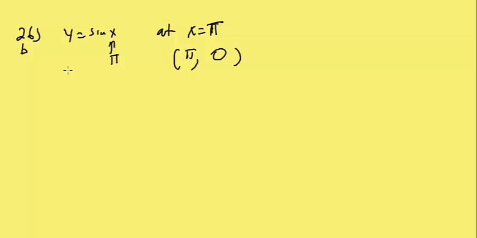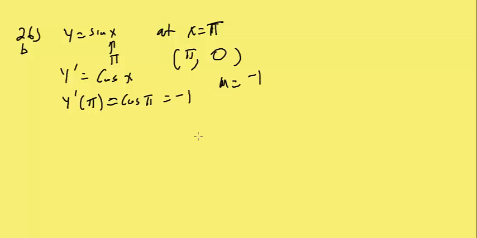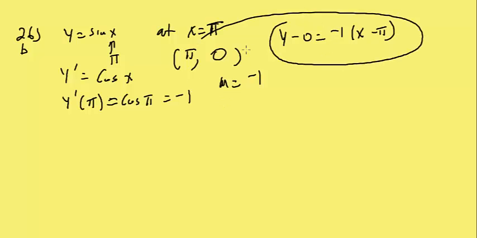I need to find the slope. I take a derivative. That's what slope is. The derivative of sine x is cosine x. Now I have to find out what the slope is at pi. So cosine of pi turns out to be -1. So my slope is -1. Alright, we can write out the equation of a tangent line. So it'll be y minus 0 is equal to -1 times x minus pi. Okay, that's the equation of a tangent line. You don't have to simplify that.